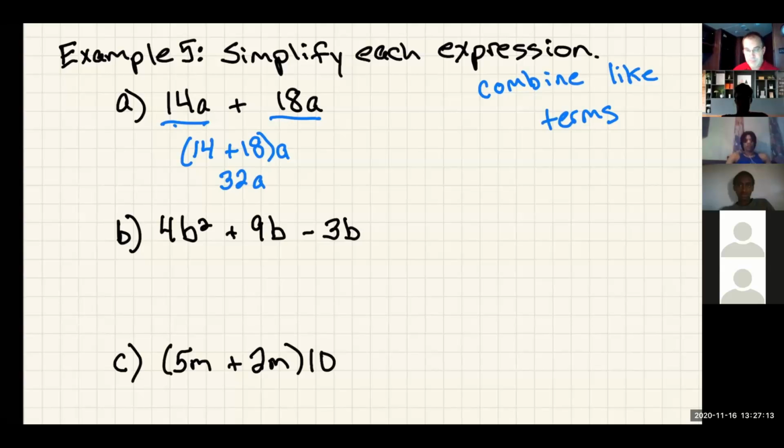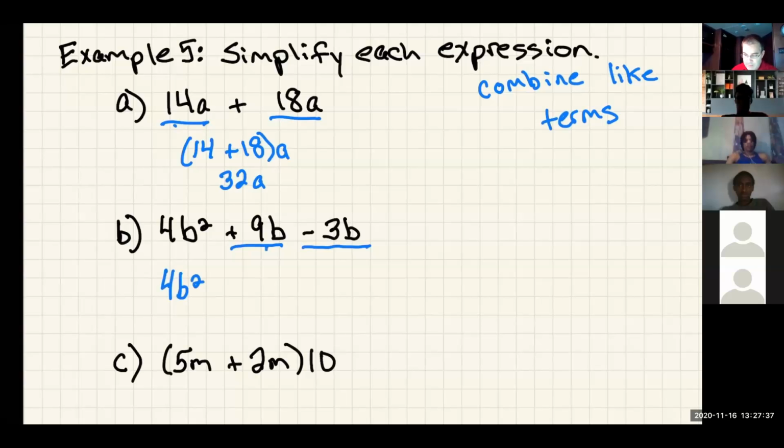On letter B, we have 4b squared plus 9b minus 3b. And the like terms are those last 2 terms. Both of them are b to the first power. They are not like the first term, which has b to the second power. So I'm going to go ahead and bring the first term down, 4b squared.